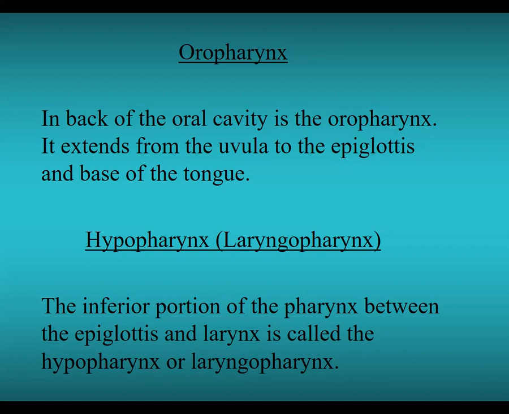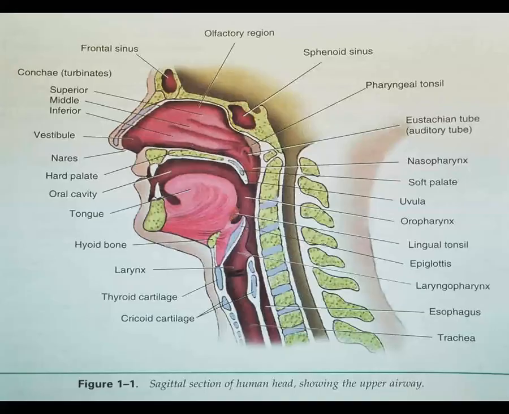So the hypopharynx is the inferior portion of the pharynx between the epiglottis and the larynx, and it's called, there you go again, hypopharynx and laryngopharynx. Either one of those fit that description that I just spoke about. And you can see here on the diagram, let's find, there's the laryngopharynx right there, also known as hypopharynx. That is a test question. Be sure you know that.